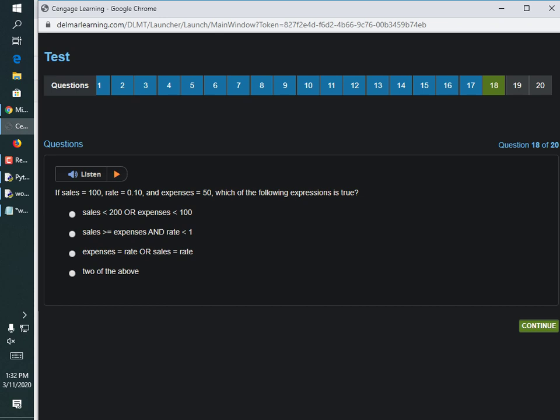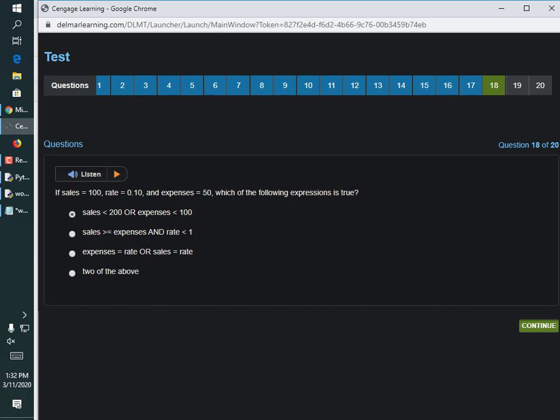If sales is 100, rate is 10%, and expenses is 50, is sales less than 200 or...? Yeah, we've already gone far enough because it's an or. Either one is enough to trigger it. So that's definitely true, but it could be that two of them are true. Is it true that sales is greater than or equal to expenses? Yeah. Is it true that the rate is less than 1? Yep. And so this one could also be true because and means that both sides have to be true. And they are. Expenses is equal to rate.